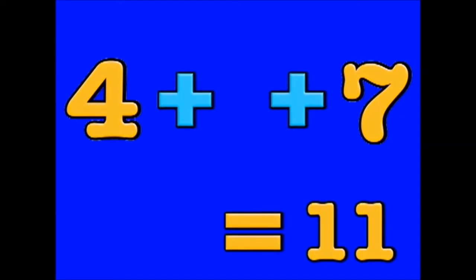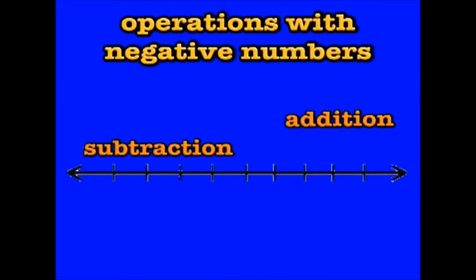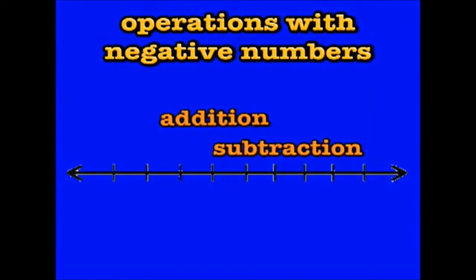Whenever you see minus a negative or two minus signs in a row, grab your pencil and change them to two plus signs or plus a positive. Then all you have to do is add the numbers. In this case, you had 4 minus negative 7, which is the same as 4 plus positive 7, or 11. Remember, when you're dealing with negative numbers, basic operations move the opposite way on the number line. Subtraction moves to the right, and addition moves to the left.